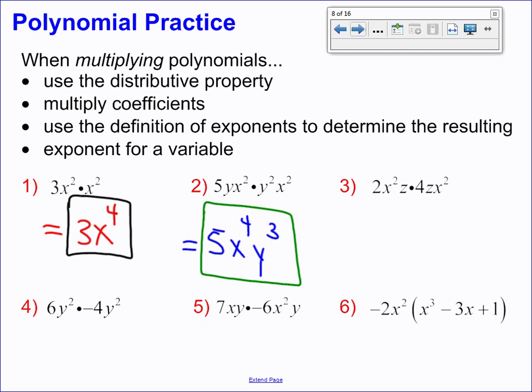Number 3, 2x squared z times 4zx squared. We'll go ahead and multiply. We'll multiply the 2 times the 4. We'll get 8. X squared times x squared is x to the 4th again, and z times z is z to the 2nd. And so again, when we multiply powers together with like bases, our shortcut operation with the exponents is addition. Go ahead and try number 4 then, and number 5.